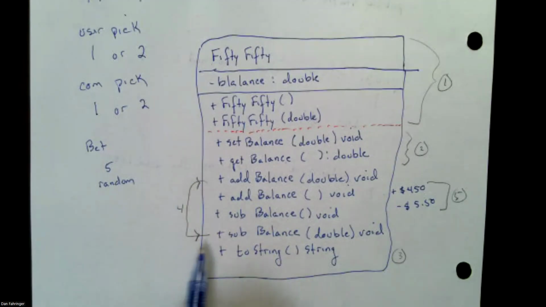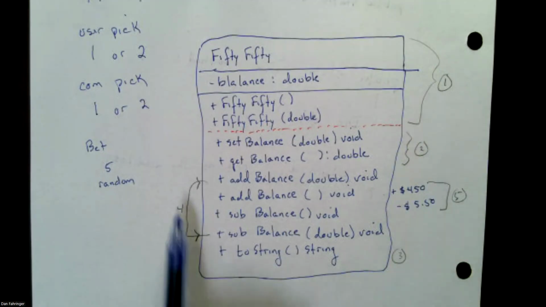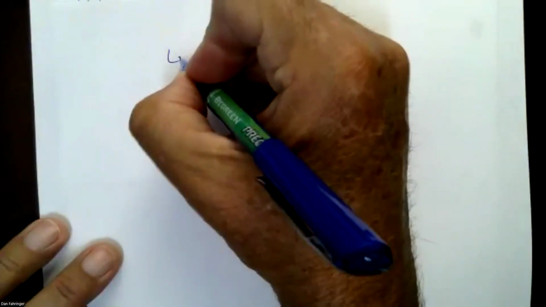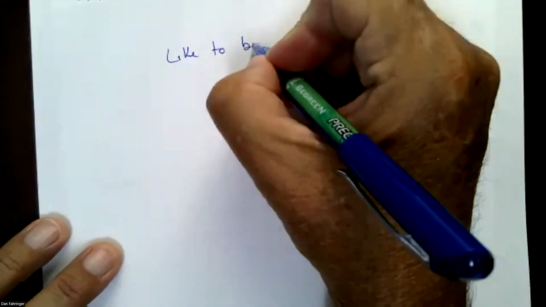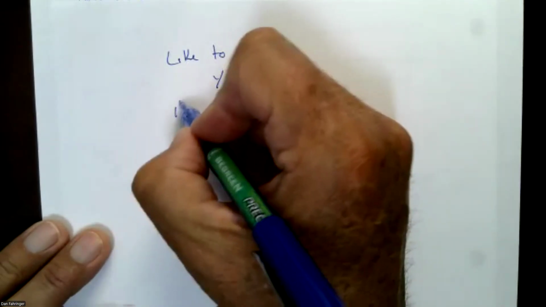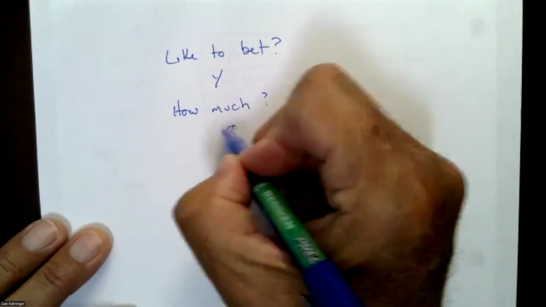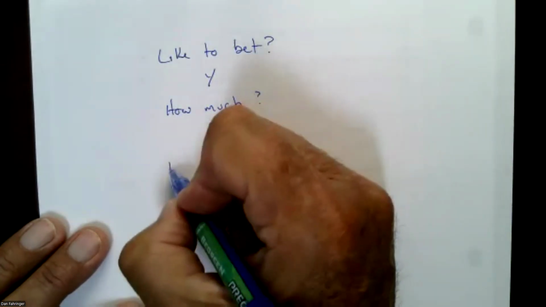So this number 4, you might want to get these two working first. You might want to get this set up first, then this, then the toString, then that, and then this option. So you're going to go to the user: Hey, would you like to make a bet? When the user says yes, you say how much? The user says $8. Pick a number, 1 or 2.